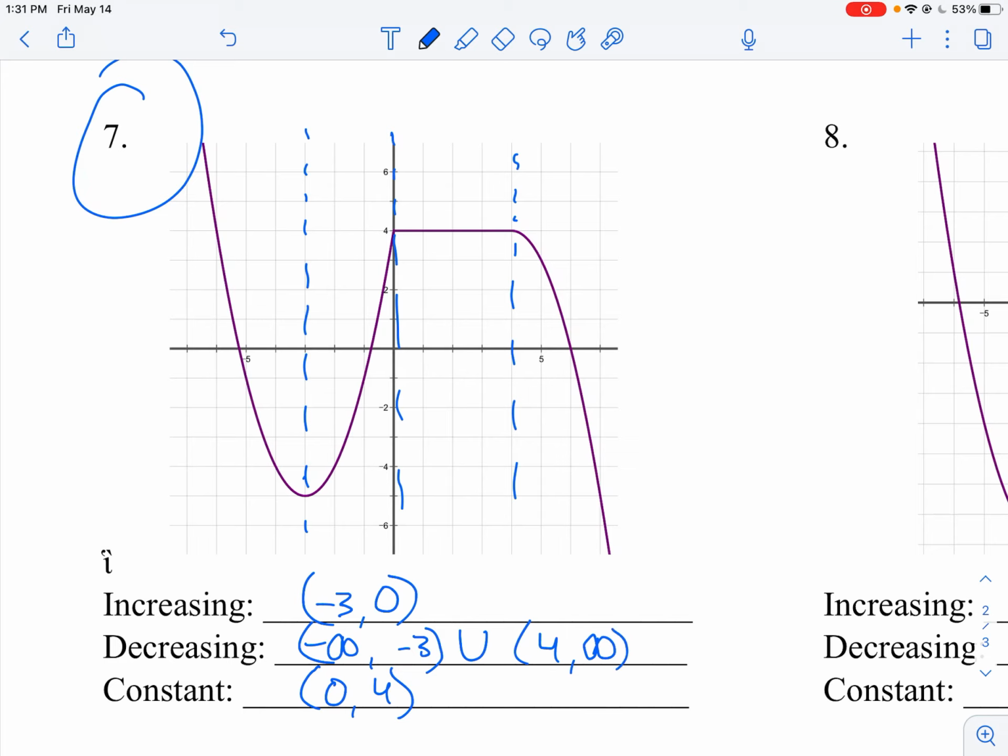But there you go. There are examples of increasing, decreasing, and constant intervals. Good luck. Hopefully you find that helpful.